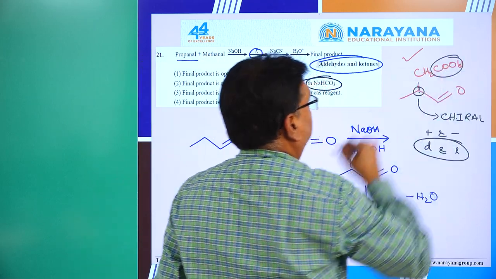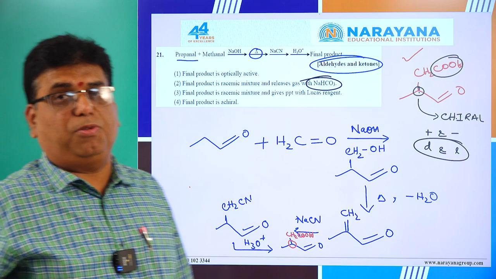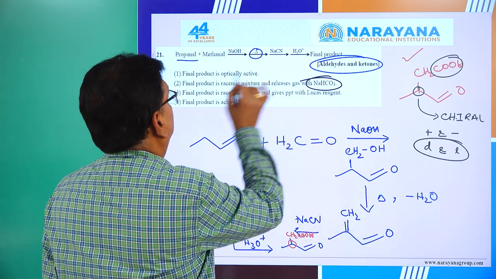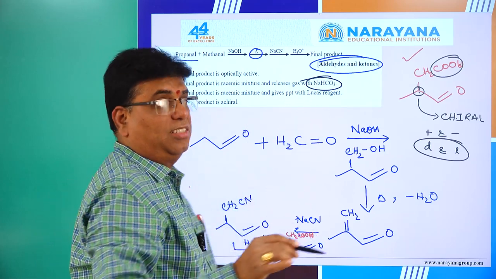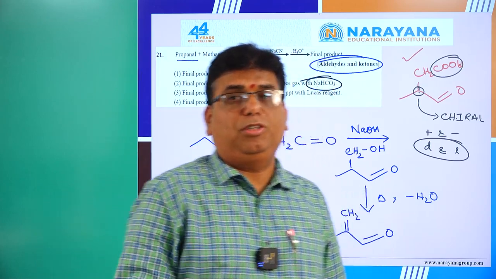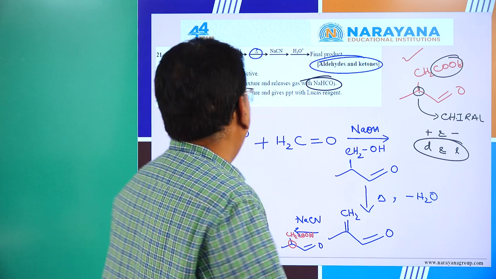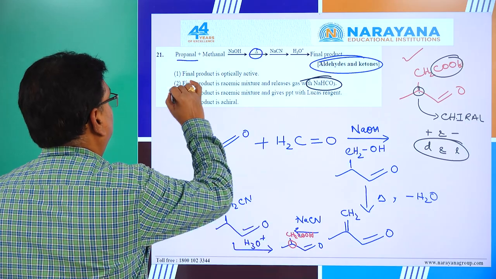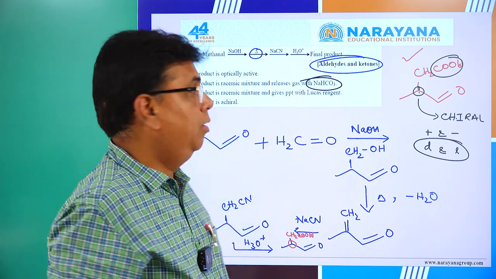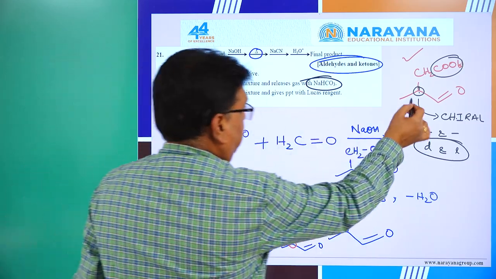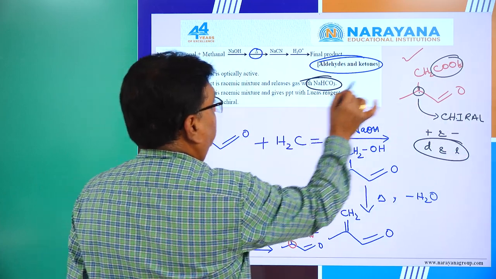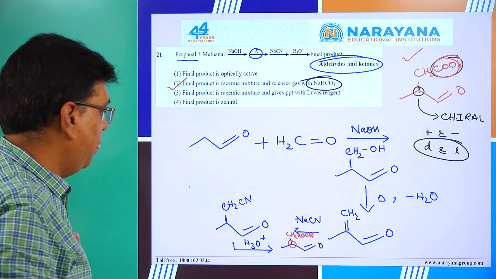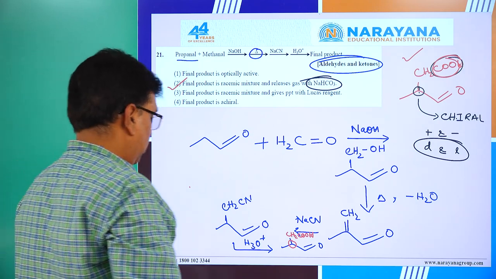It also reacts with NaHCO3. What you have is COOH. So COOH will react with what? NaHCO3. Produces what? It releases gas. What is the gas that is released? Carbon dioxide. So finally the answer is the second option: final product is a racemic mixture and releases gas with NaHCO3 because of the COOH group. Okay? Right?